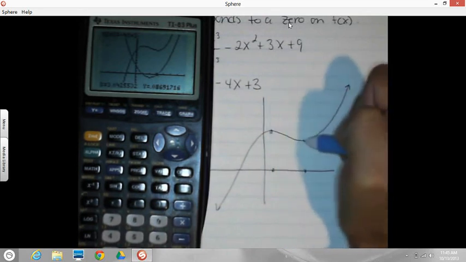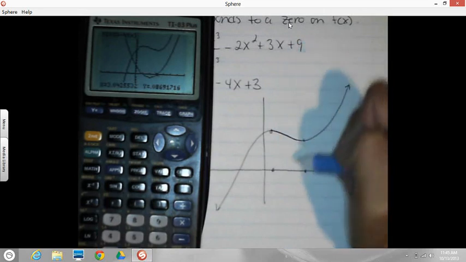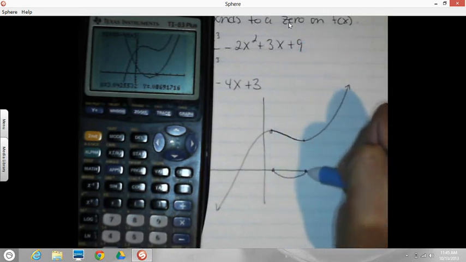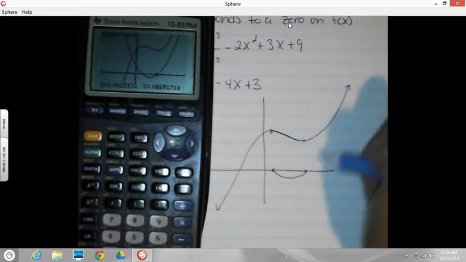Just like before, it's decreasing through here. That's what's giving us our below the x-axis negative y values. Now it's increasing. And here it was increasing. So you get that nice parabola.